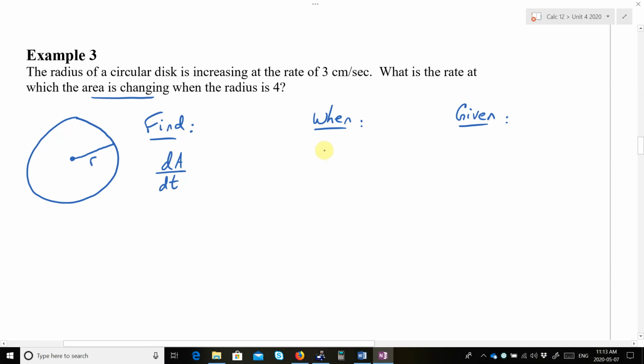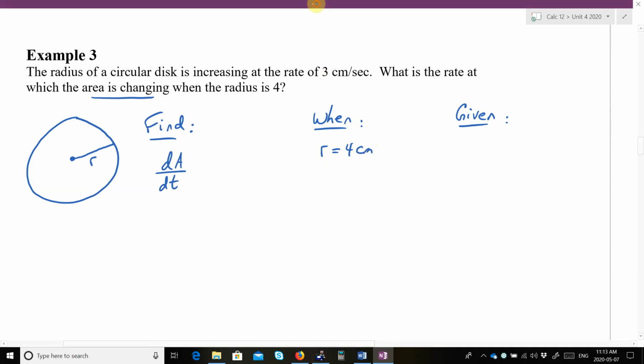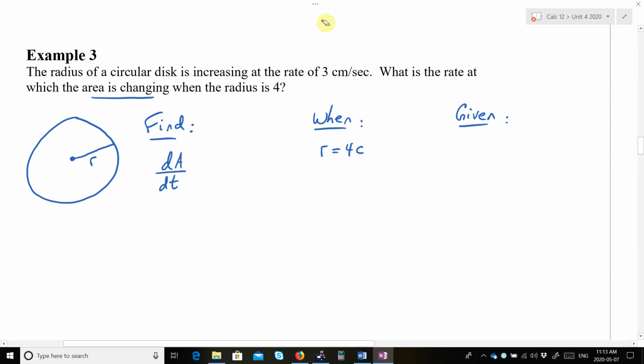When the radius is 4, and I'm going to assume that that's 4 centimeters, right? Because of the 3 centimeters per second. Given the radius of a circular disk is increasing at a rate of 3 centimeters per second. So the change in radius, that's a rate of change. Change of radius with respect to time is 3 centimeters per second. Okay, so then we have to come up with an equation that relates A and r. Circular disk, area, radius. The area of a circle is pi r squared.